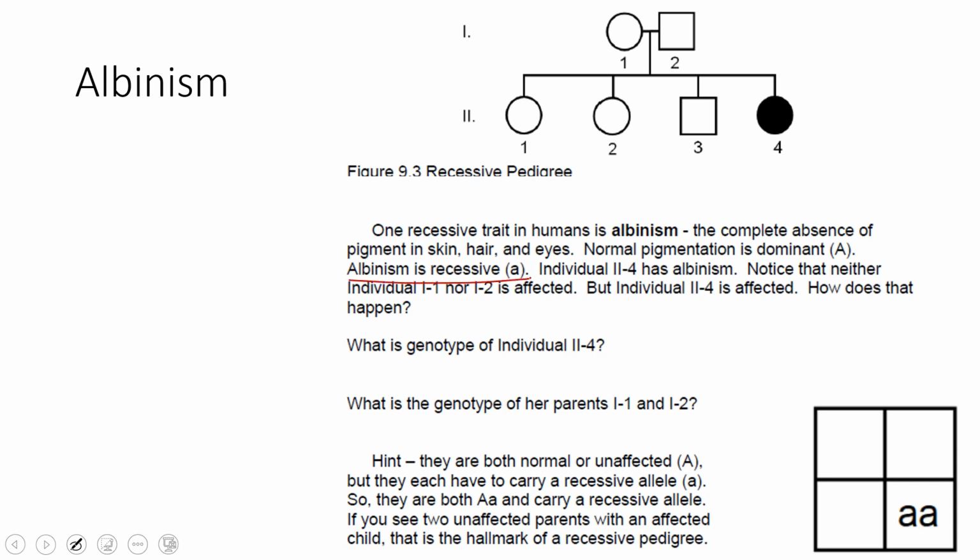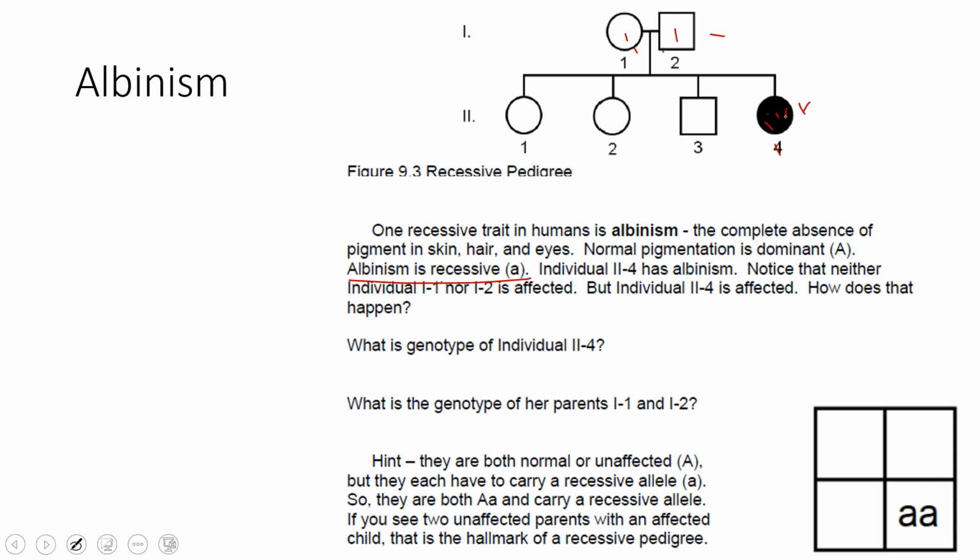Now we know that it's recessive because as we look at the pedigree, we skipped the first generation and it showed up in the second, and we have a kid who was born to unaffected parents. So albinism is recessive. The pedigree tells us that. Individual 2-4 has albinism. We know that because they're shaded in. Notice that neither individual 1-1 or 1-2 is affected, but individual 2-4 is. How does that happen?